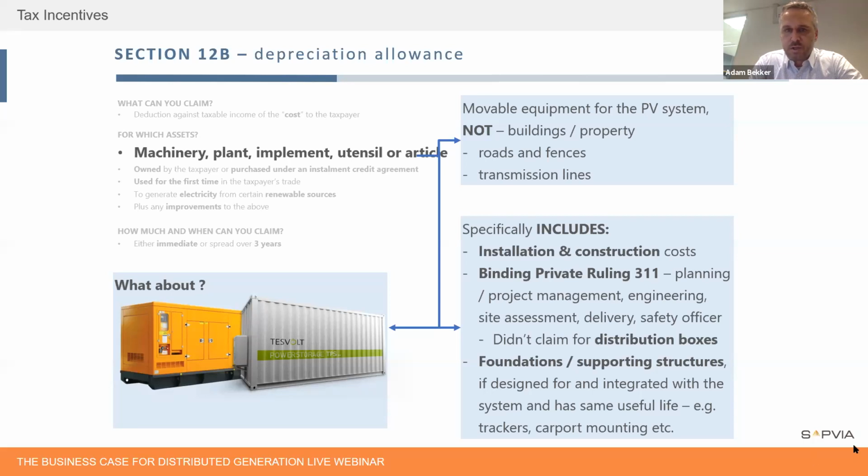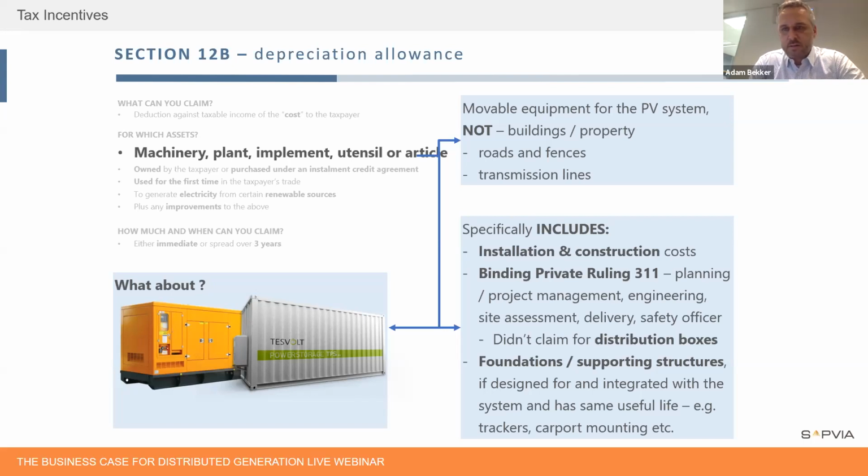The other thing that you can claim also as part of your system are any foundations or supporting structures. There's a specific provision which includes those costs, as long as they're designed specifically for your PV system and they have the same useful life. So what we're really thinking of there are your trackers, carports, mounting structures, roof racking, etc.